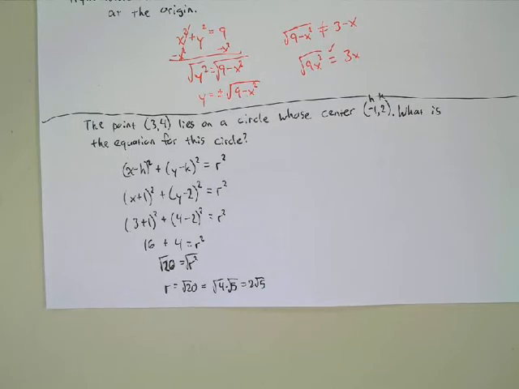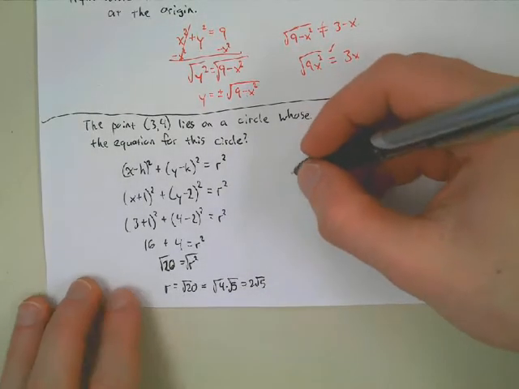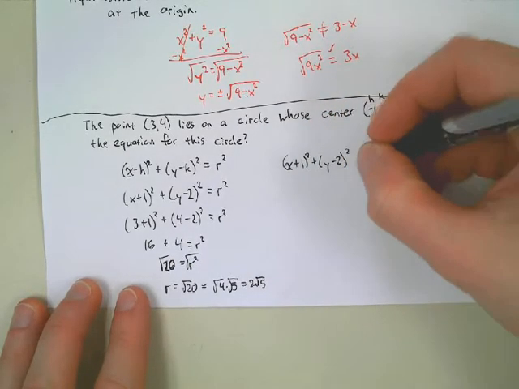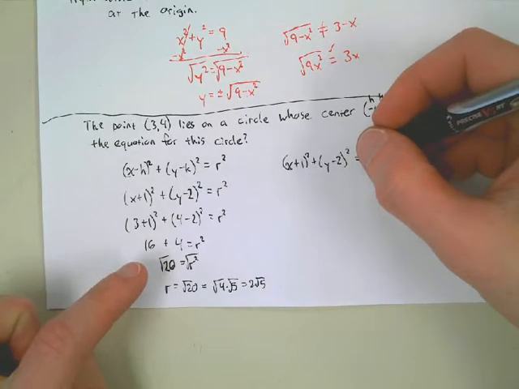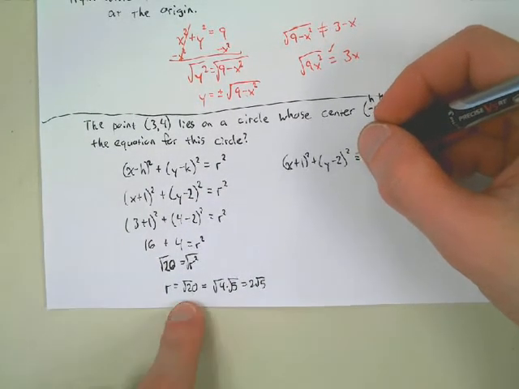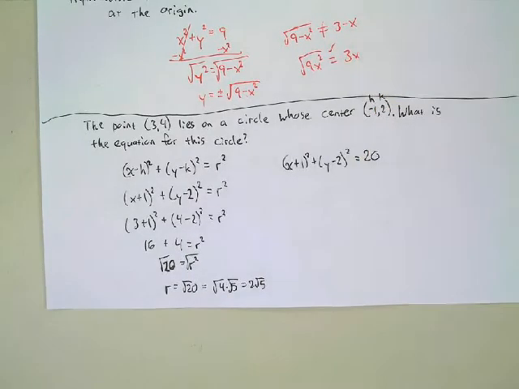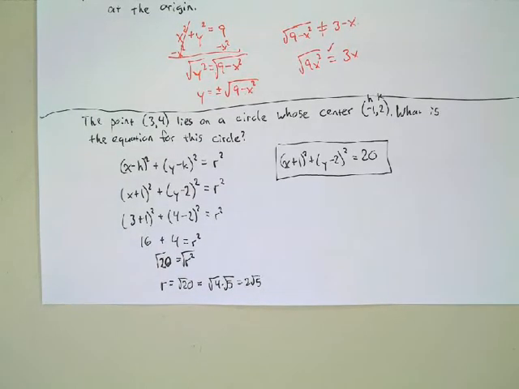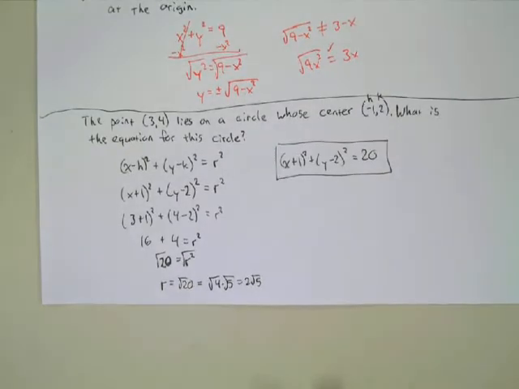So then our final answer is x plus 1 squared plus y minus 2 squared equals r squared. Well, if we just square that, it's actually just going to be 20, isn't it? Okay, so there it is. We didn't really need to simplify the radius there because we're just going to end up squaring it back anyway. But there's the equation. Questions on any of that? Okay, I have one more I want to show you here, and then I'll get you guys your assignment. One more kind of problem to show you.